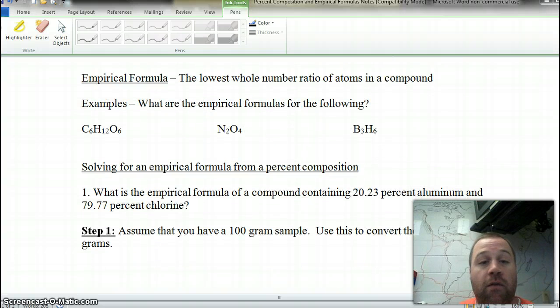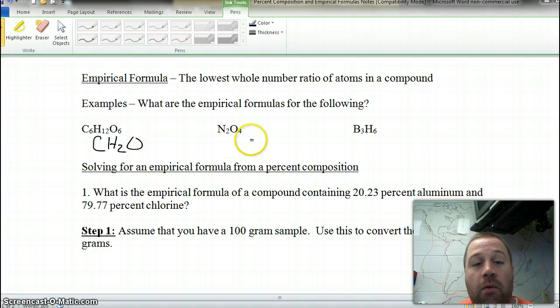For empirical formulas, we're looking for the lowest whole number ratio of atoms in a compound. So you have 3 examples here, and it says, what is the empirical formula for each of the following? If you notice right here, with C6H12O6, you can divide each of those numbers by 6. So the empirical formula is CH2O, just those 3 things divided by 6 each. Here, N2O4, they're both divisible by 2, so you have NO2. And here they're both divisible by 3, so you have BH2. So that's all you're looking for, the lowest whole number ratio.